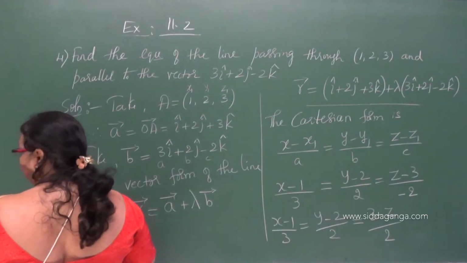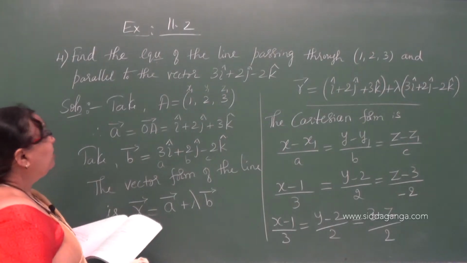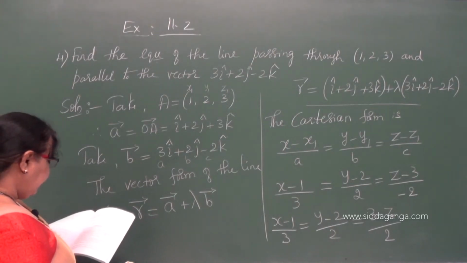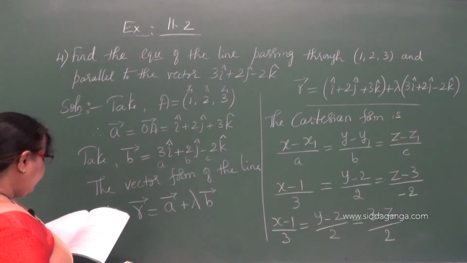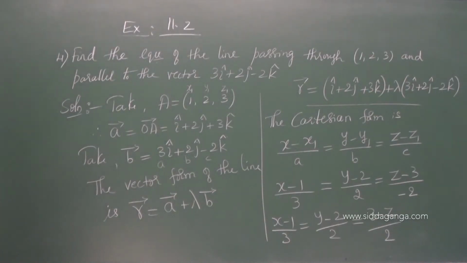Now we shall solve the fifth problem. We have to find the equation of the line, both in vector and Cartesian form, passing through the point with position vector, as they themselves have said, 2i minus j plus 4k.